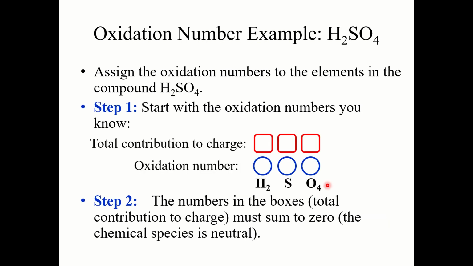Let's look at another example, H2SO4. So here, hydrogen gets first priority. Its number is +1, so the total contribution is +2. Next, oxygen, again, its number is -2. Total charge contribution is -8. So sulfuric acid here, H2SO4, is neutral. So we've got +2, we've got -8. So this means sulfur must be +6 to make this compound neutral.